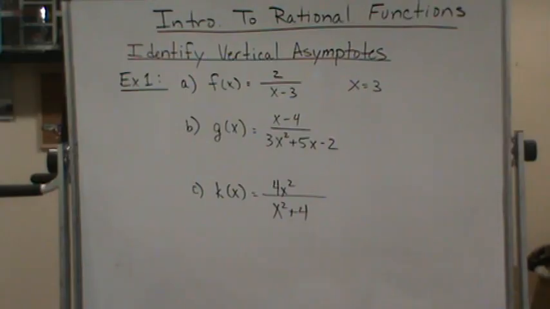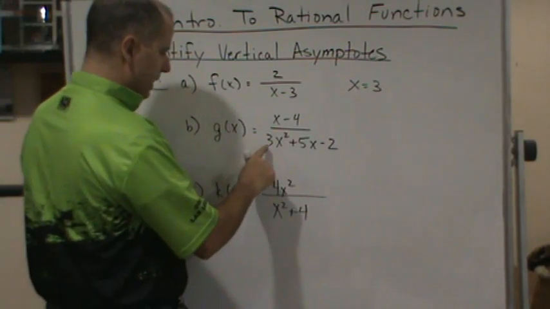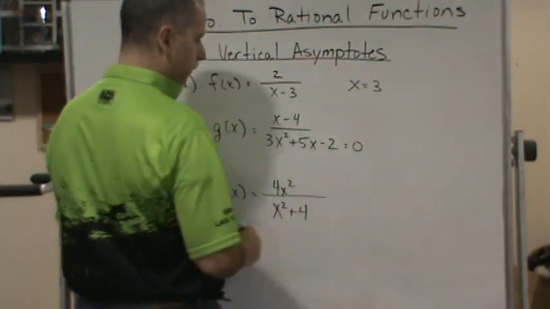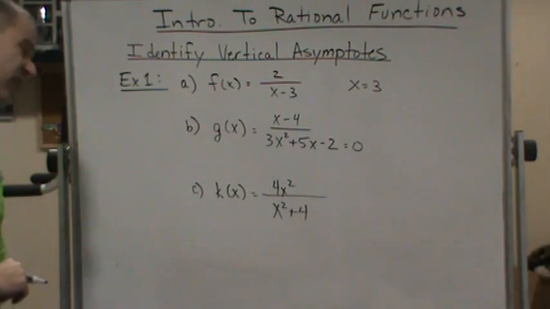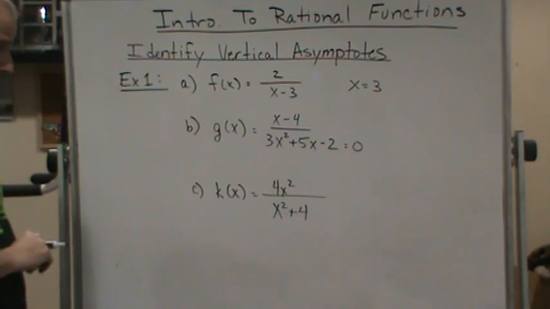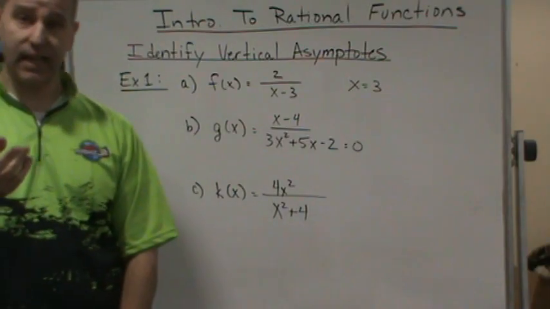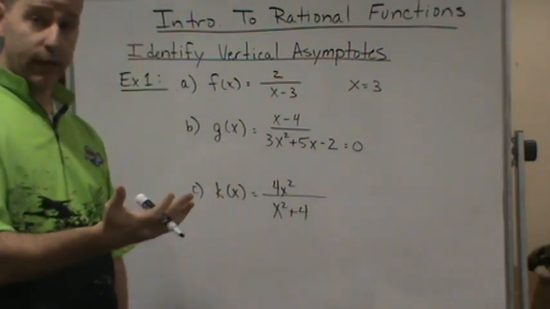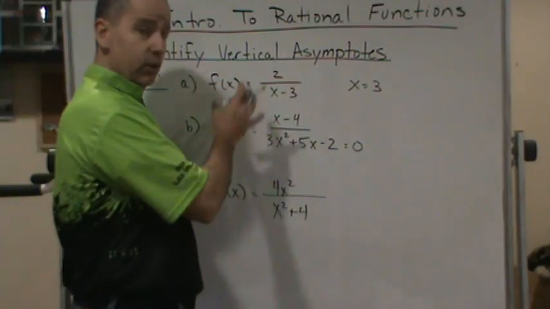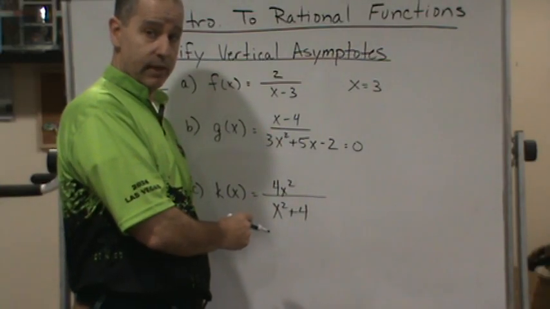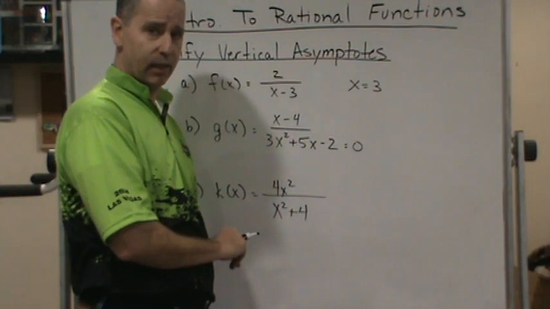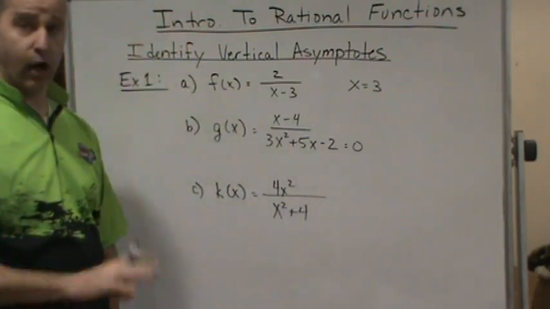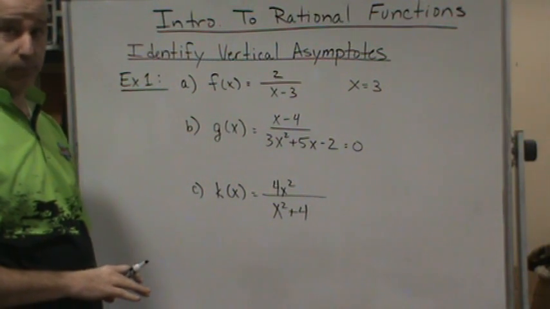Okay, now what about b? g of x has this polynomial in the denominator. So again, we would just set that equal to 0. Now, the first thing that we want to do is see if this thing is factorable, right? The worst case scenario is if it isn't factorable, then we can use what? The quadratic formula. Now, remember, we're only looking for real zeros of the denominator. So we're not looking for complex zeros, okay?